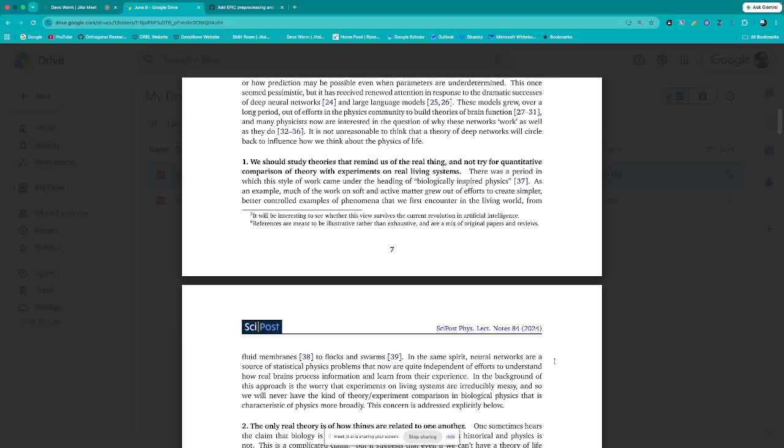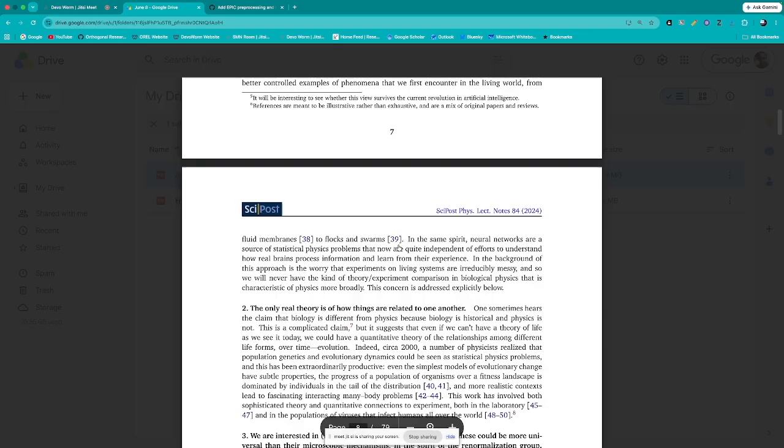In the same spirit, neural networks are a source of statistical physics problems that are now quite independent of efforts to understand how real brains process information and learn from their experience. So this is making the parallel between biologically inspired physics and actual biological physics, and building neural networks in a way that helps us understand the brain. So, again, there's this parallel. And so we really just need to engage with living systems head on, is what he's saying.